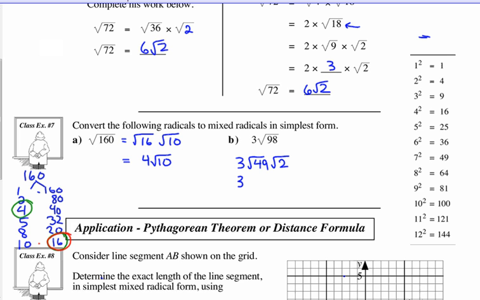And what is the square root of 49? It's 7. So we get 3 times 7 times root 2. What's 3 times 7? It's 21. So 21 root 2. And there's our answer.